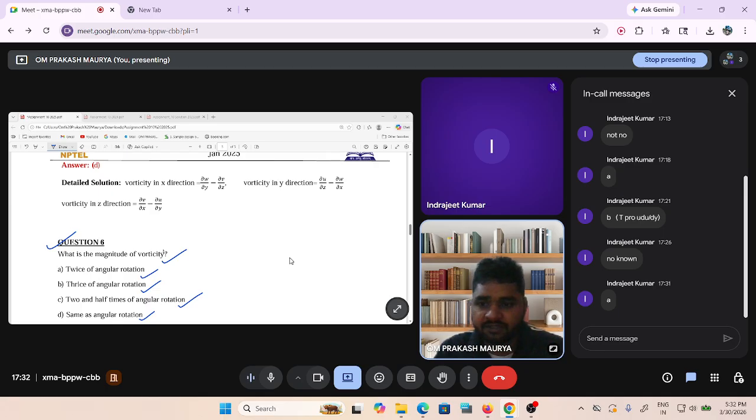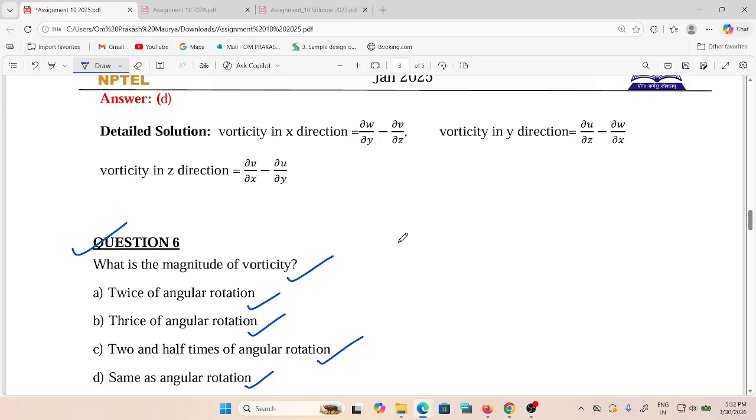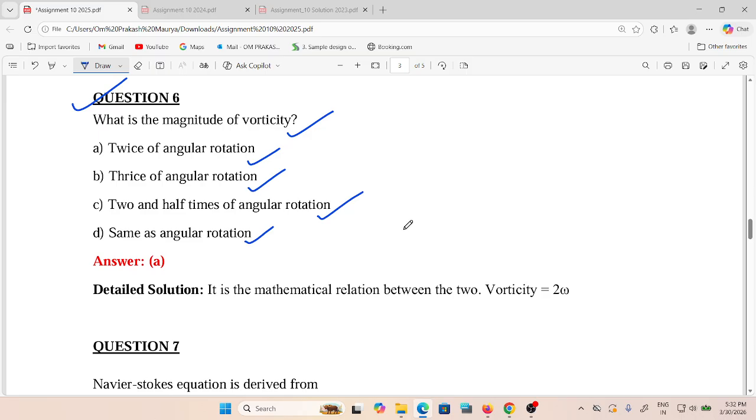Okay, you are telling option A, that is twice of angular rotation. Yes, it is twice your angular rotation. Remember, sometimes vorticity is represented by this symbol, so 2 omega, or you can write vorticity directly also, no issue. That is 2 omega.